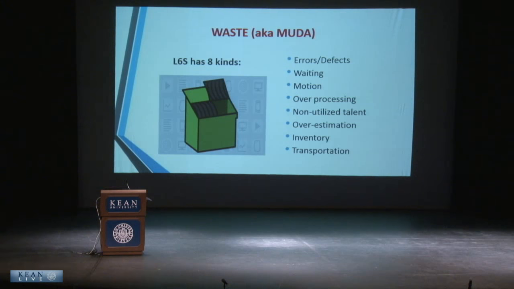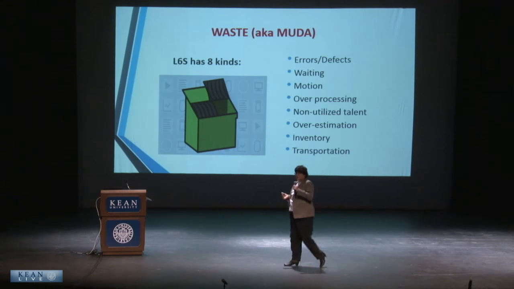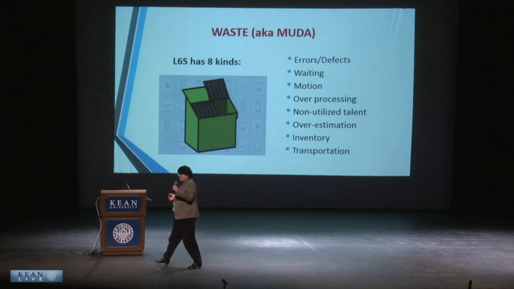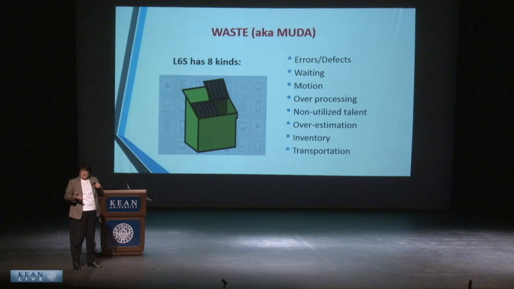So, MUDA, which is Japanese, by the way, 8 kinds. Errors, defects. In the scope of a service organization, a defect would be an error. It could be a bad interaction with a student, could be a bad interaction with a parent. Those are considered errors. Waiting, motion, overprocessing. Overprocessing is like duplicate checking, just to make sure you got it right. So what is it about that process that's causing you to have it do it twice?